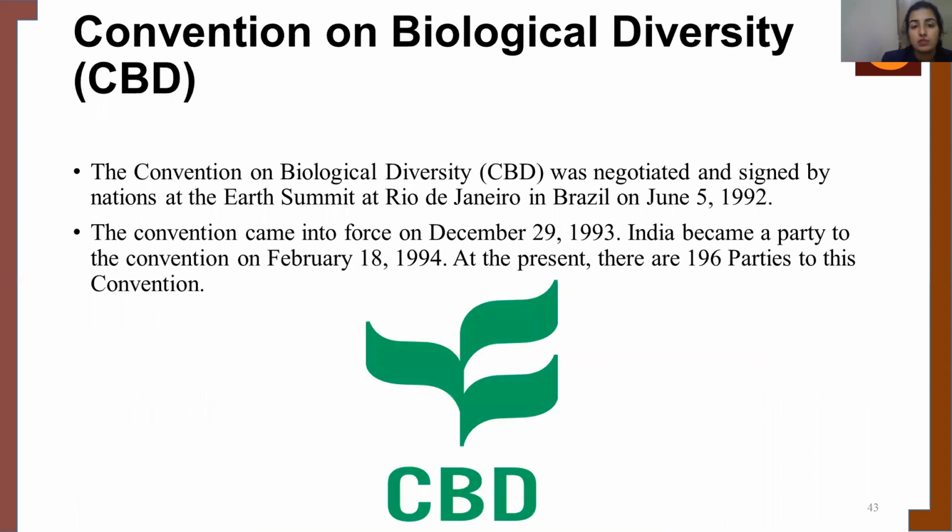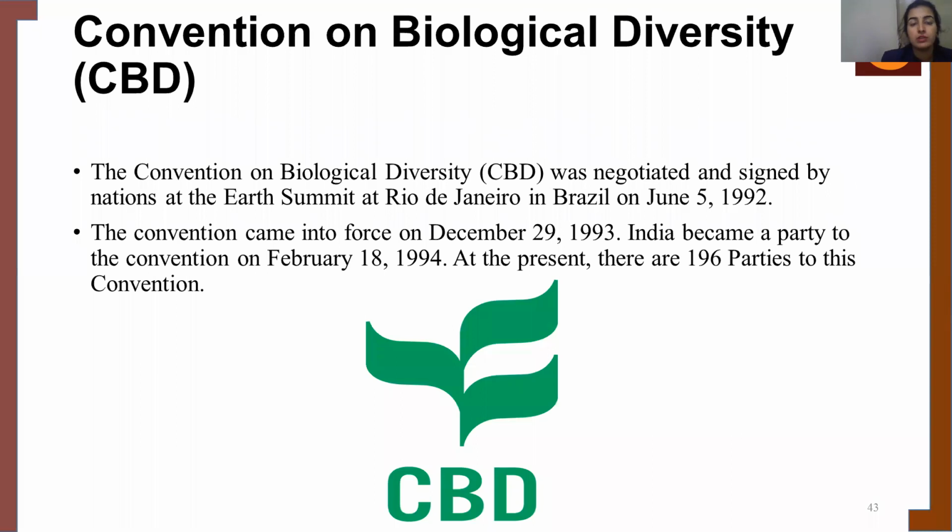Next is the Convention on Biodiversity, that is CBD. It was negotiated and signed by the nations at the Earth Summit at Rio de Janeiro in Brazil in 1992. The convention came into force on December 29, 1993. India became a party to the convention on February 18, 1994. At present, there are 196 parties to this convention.